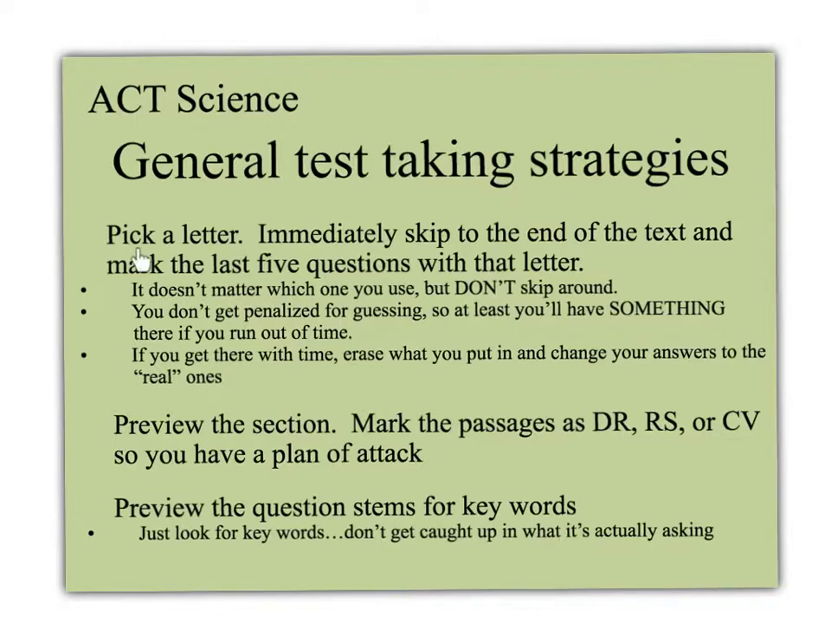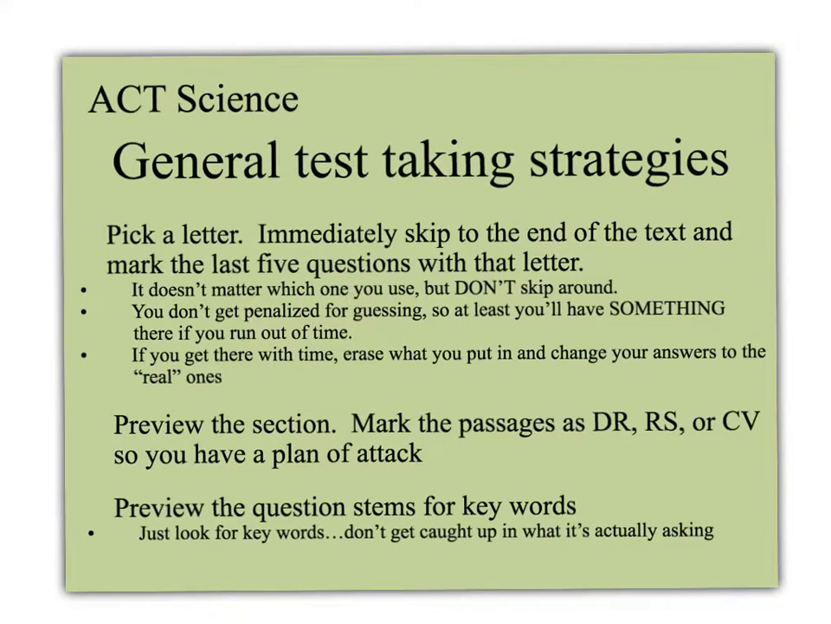So one thing I would say is pick a letter, A, B, C, or D, and immediately skip to the end of the test and mark the last 5 questions of the science section with that letter. It doesn't matter which one you use, but just pick a letter. Don't skip around. The reason is you don't get penalized for guessing. So when you run out of time, you'll have something down. You'll get points for those.